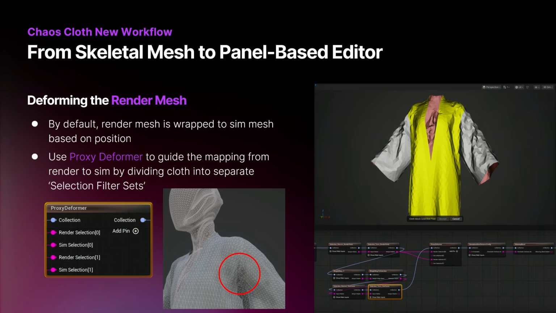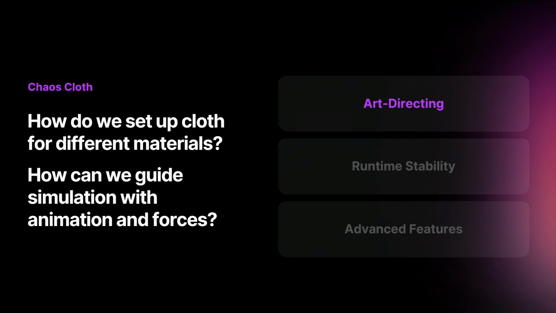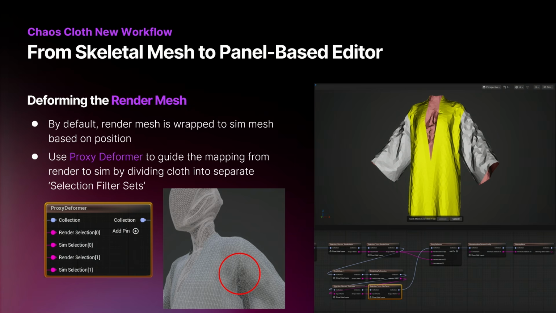By default, the render mesh is wrapped onto the sim mesh based on its position in space. And for simple cases, that works fine. But with more complex garments like this baggy sleeve overlapping the torso under the armpits, or if you can imagine a belt resting on top of a coat with some overlapping area, you need some manual isolation to keep things clean.